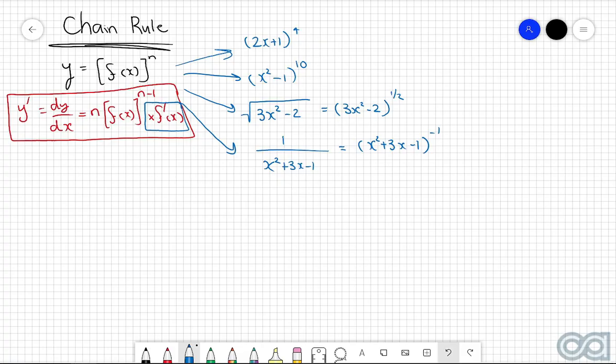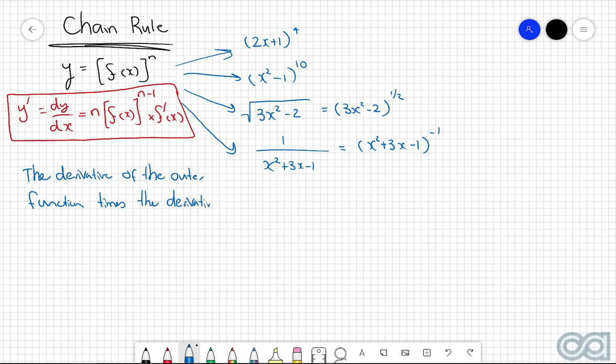And the way that I was always taught to remember this is through a sentence. The derivative of the outer function times the derivative of the inner function.